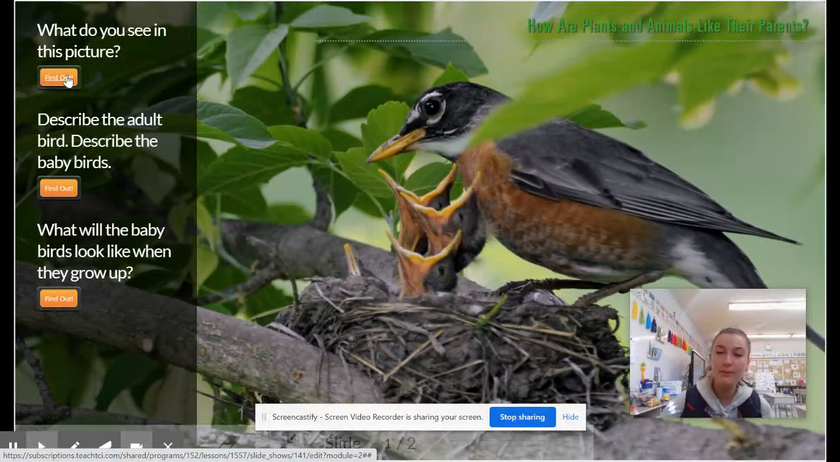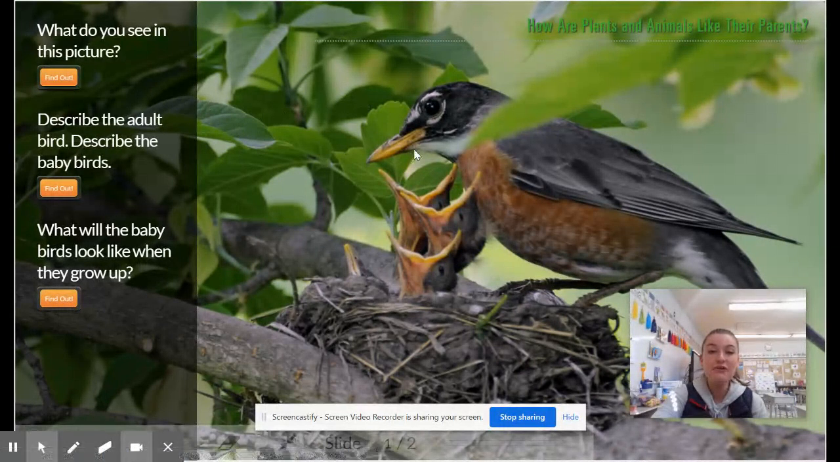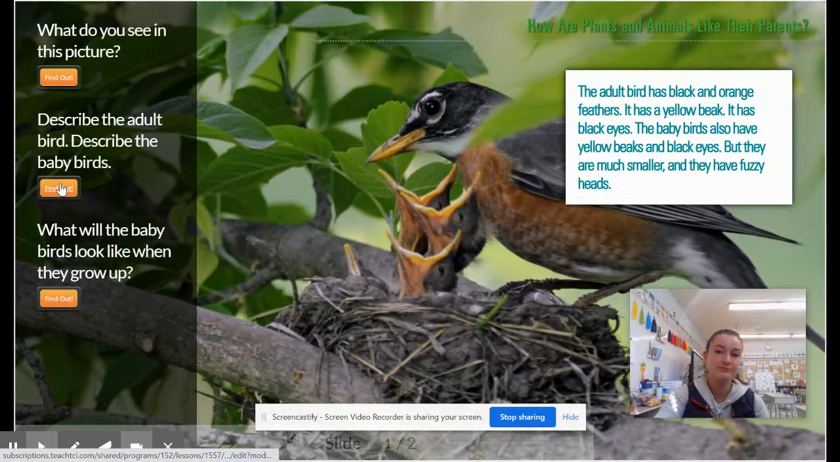So if I look at the adult bird, I'm going to first look at his color. I see that the bird has orange and black feathers, a yellow beak, black eyes, and it's pretty big. Let's look at the baby birds now. They also have those yellow beaks and those black eyes, but they're a lot smaller than the adult bird, right? And they have fuzz on the top of their head. They don't have feathers yet. So that's exactly what that one says.